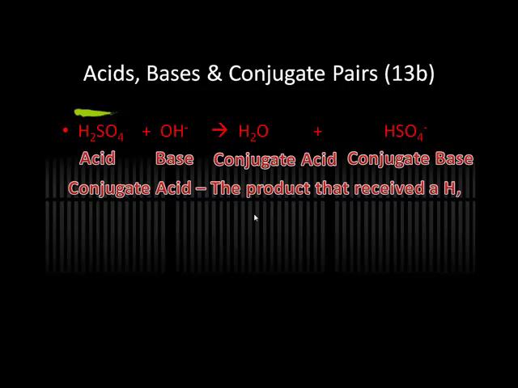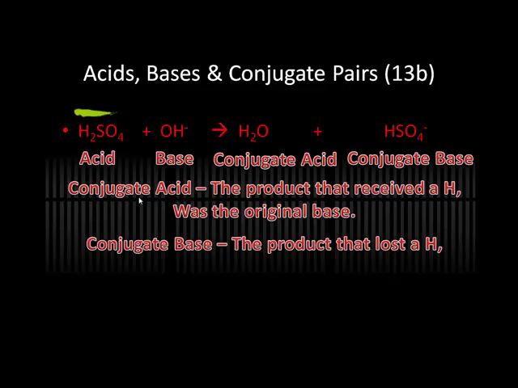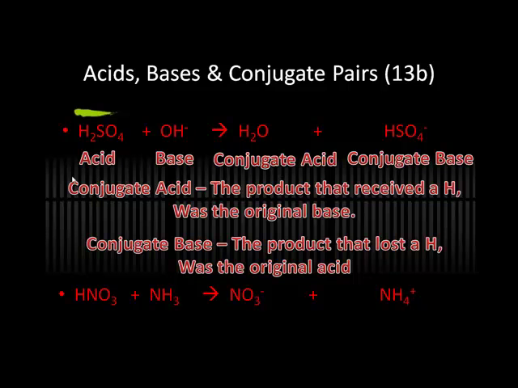Okay, so definition here for you. The conjugate acid is the product, right side of the arrow, that received a hydrogen. This H2O used to be OH minus. So it receives that H plus 1, now it becomes H2O. Okay, and originally it was the base. The conjugate base is the product, again the right side, that lost a hydrogen. So if we compare the HSO4, it used to have 2 hydrogens. So this is the thing that lost a hydrogen. And originally, it was the acid.